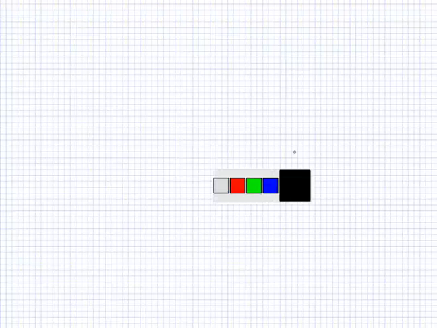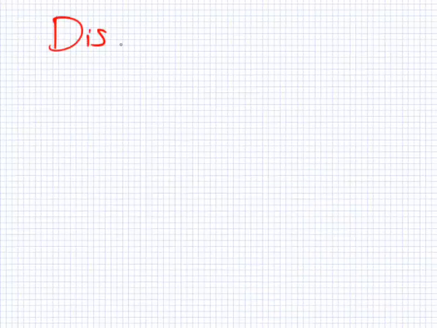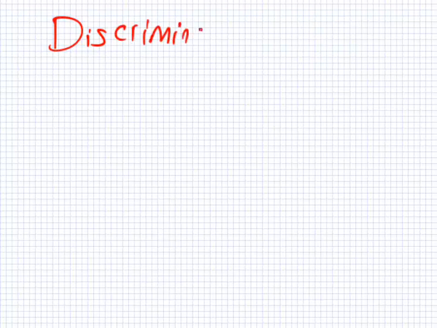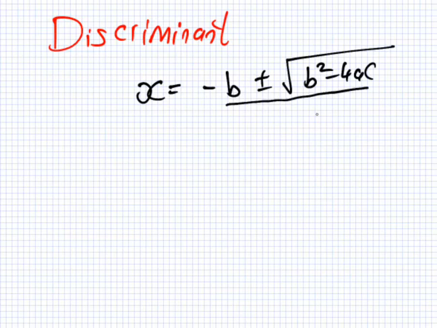Discriminant now. Okay, so last time, previously in maths class, we were looking at the quadratic formula. And I was saying that this part here can't be negative. Remember that?